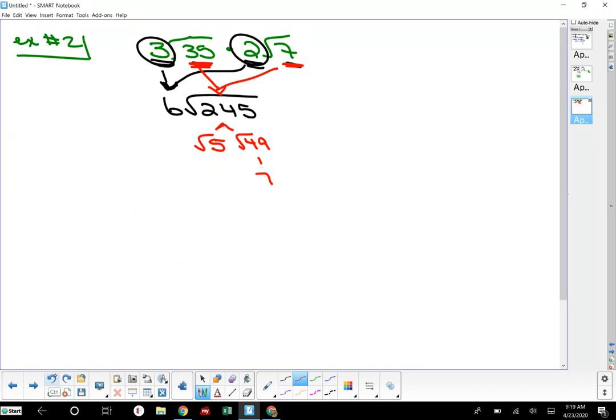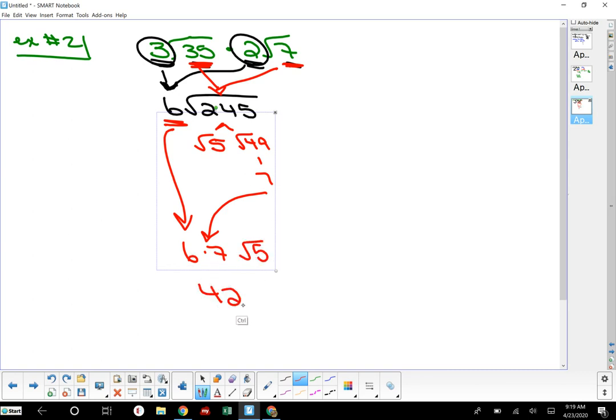Back, back, back. Okay, so we're there. Now, ignore everything in the top. We have this 6 that comes down times 7 that comes down, radical 5. So 42 radical 5. So sorry about that, people.